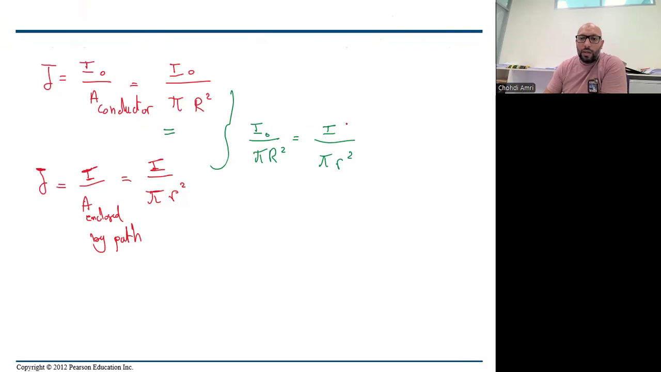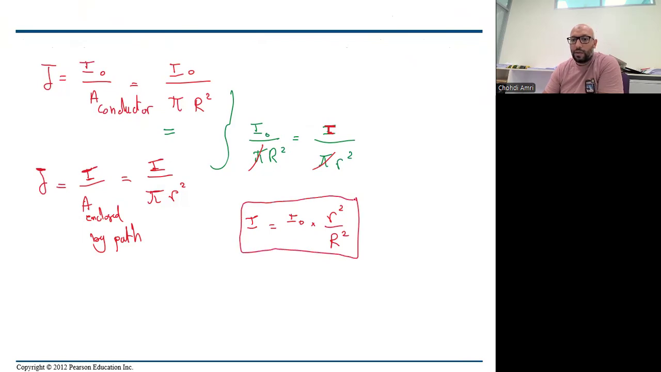What do we need? We need this quantity, I, an amount of the current enclosed by the path. So we can say I equals, at first let's simplify by pi, I naught multiplied by small r squared divided by capital R squared. And this is the current enclosed by the path. Good. Now let's come back to our equation.